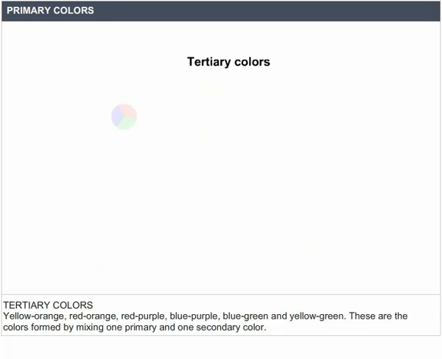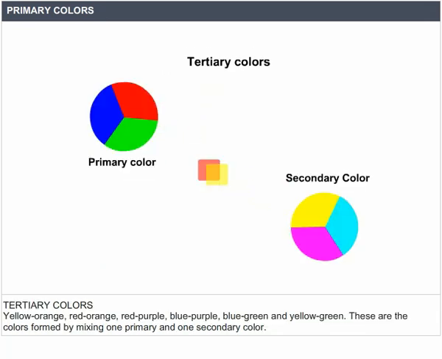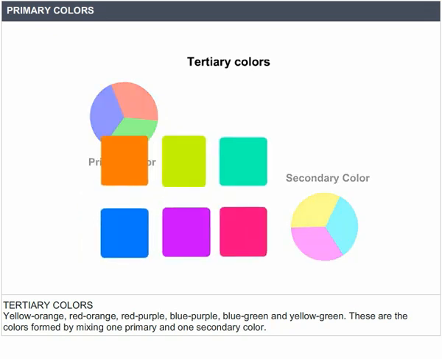Tertiary colors: yellow-orange, red-orange, red-purple, blue-purple, blue-green, and yellow-green. These are the colors formed by mixing one primary and one secondary color.